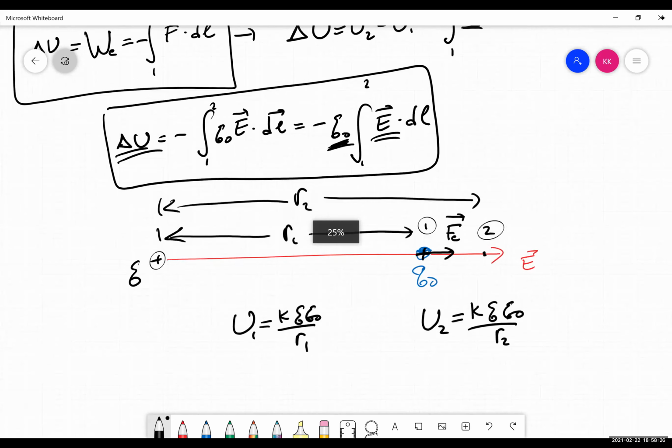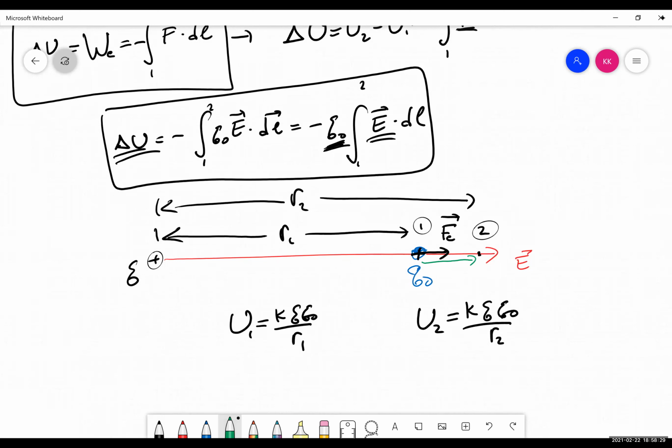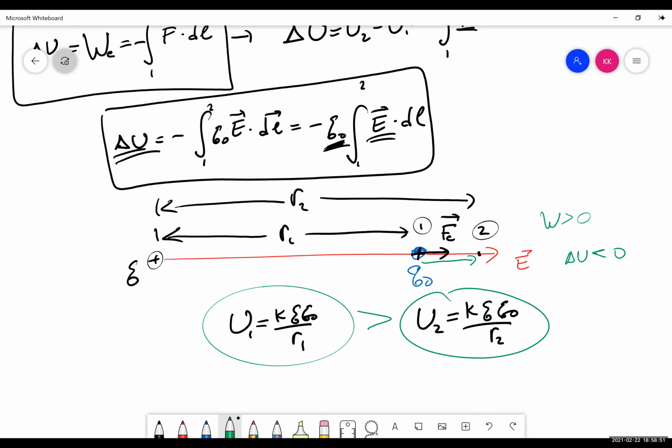So for this particular case, you can see that since this is the direction of displacement and force is acting in the direction of the displacement, the work done is positive. Work done is positive means that potential energy delta U should be negative, which should make sense because potential energy at point 1 is greater than potential energy at point 2. Why? Because both are inversely proportional to position. So since r1 is smaller, U1 is bigger. r2 is larger, right? Then U2 is smaller compared to U1.